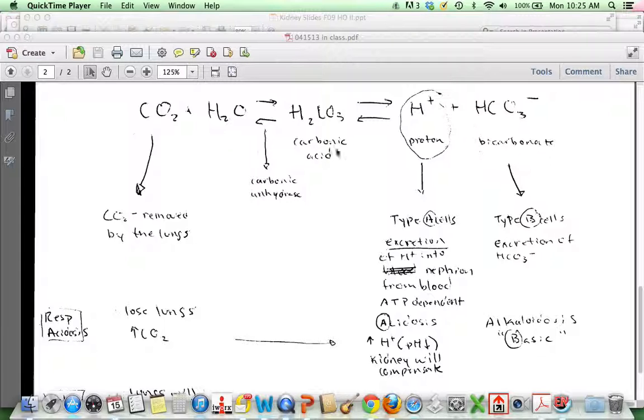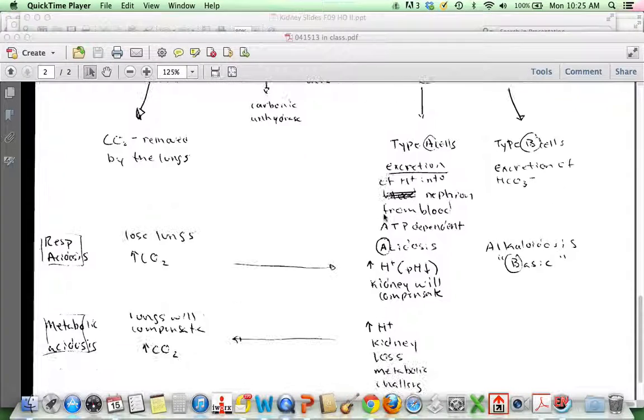So we went through that, and then we said, well, in the kidney, what we have are two different types of cells. One is the type A cells, and these type A cells are important for excretion of protons into the nephron, rather, from the blood. So the idea is you're excreting, you're getting rid of it. This is an ATP-dependent process, an ATP-dependent pump that's responsible for that, and it's active during acidosis.